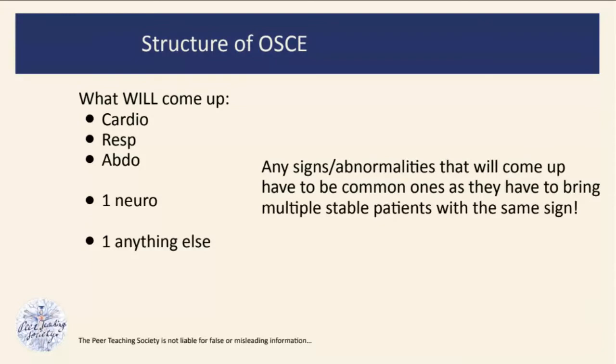And the patients that will have any signs or abnormalities are most likely going to be common ones, as they have to have lots of patients with the same signs to keep it standardized, right? There's going to be about 12 groups of people doing it at the same time. Therefore, they need about 12 patients with the same exact signs. And these patients need to be stable as well. They need to have signs and symptoms so that when you're testing for them, you don't make it worse for them, if that makes sense.